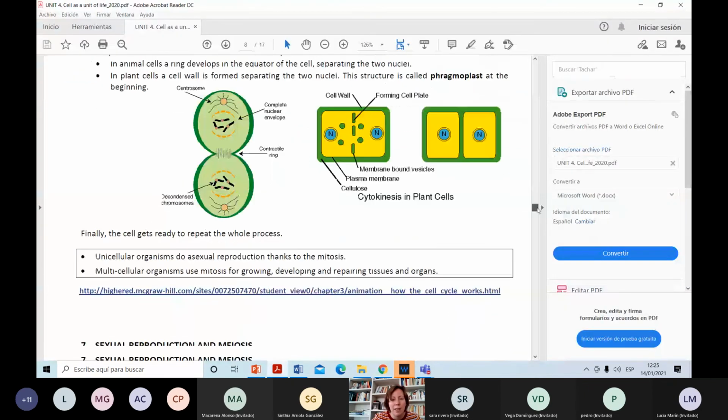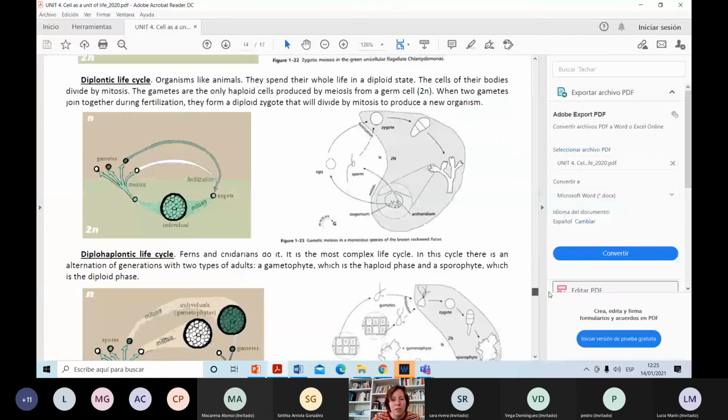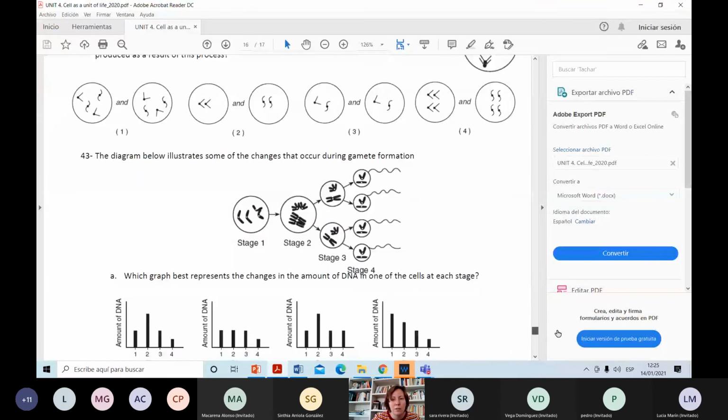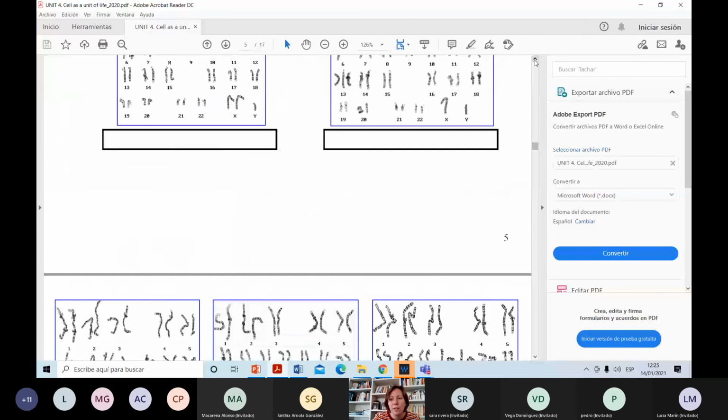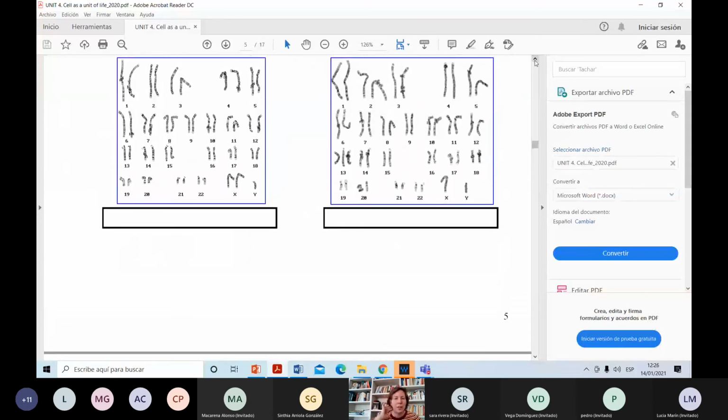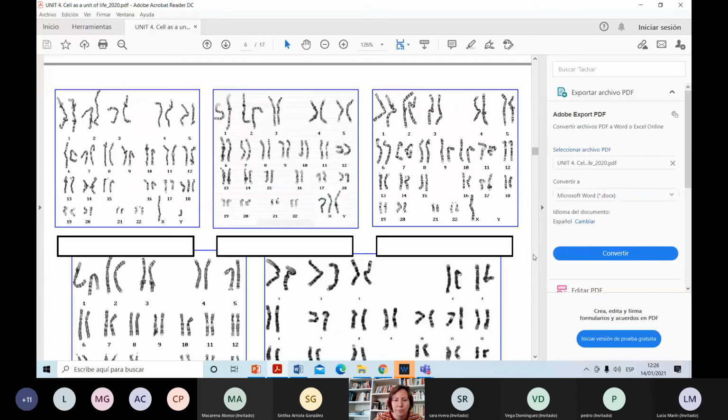Y entonces aquí, en la página de los ejercicios, aquí, en la página 5, empezáis a tener estos dibujos. ¿Qué hay que hacer? Cuentas y dices, este de aquí que estábamos contando, y dices, ¿cuántos tiene? ¿Tiene 46? 2, 4, 6, 8, 10, 12, 14, 16, 18, 20, 22, 24, 26, 28, 30, 32, 34. ¿Veis lo que pasa aquí? Instead of 2, it has 3 in chromosome 18.